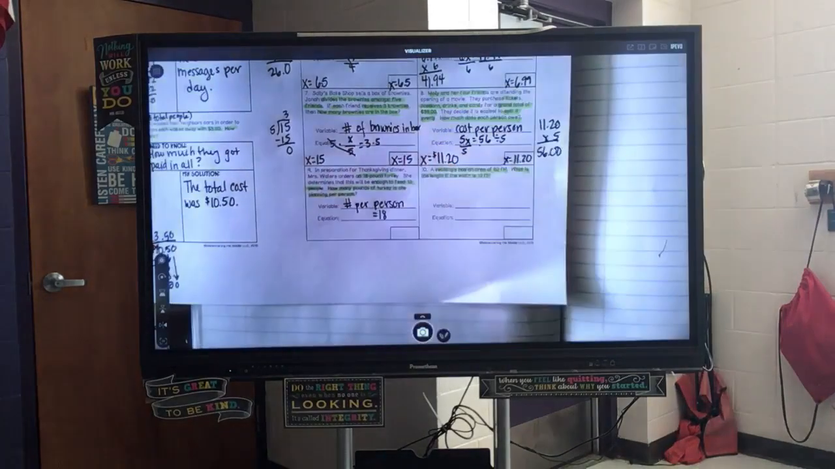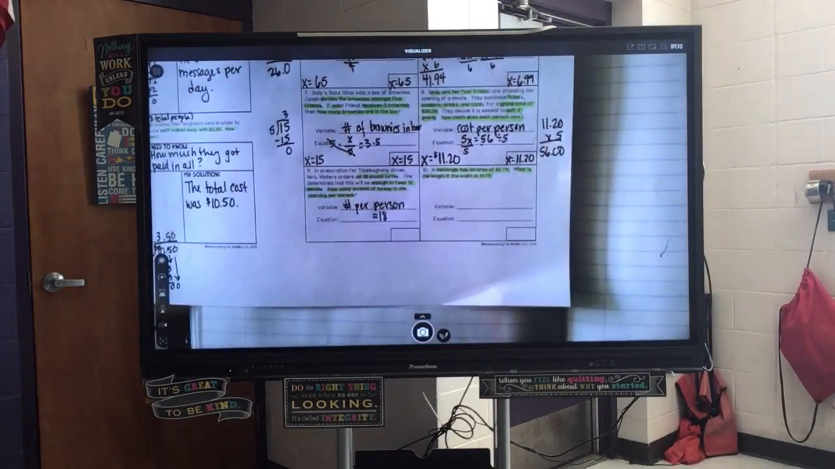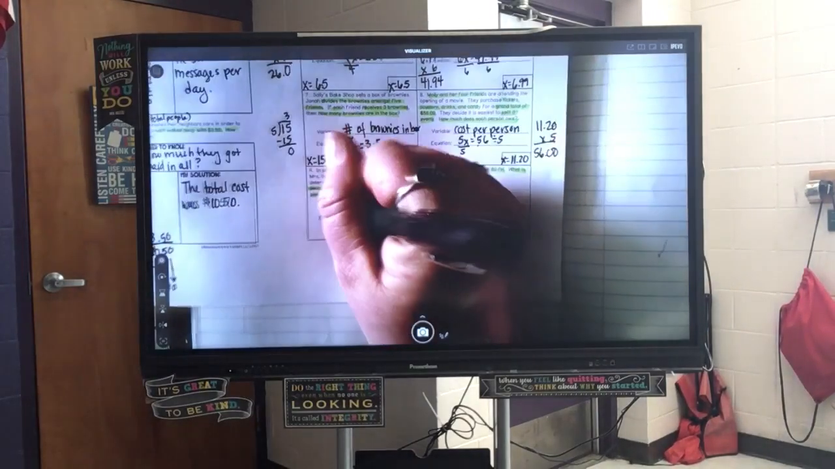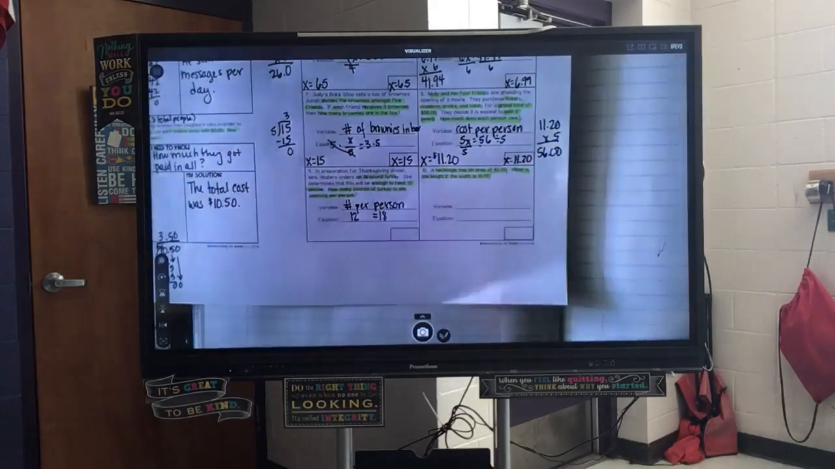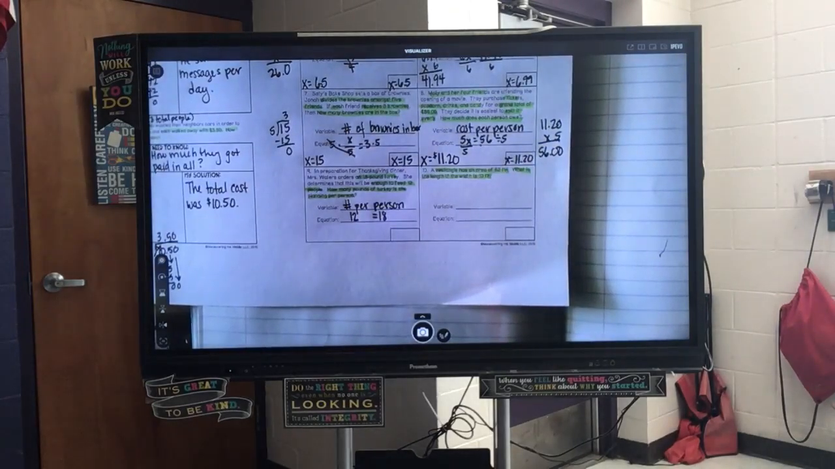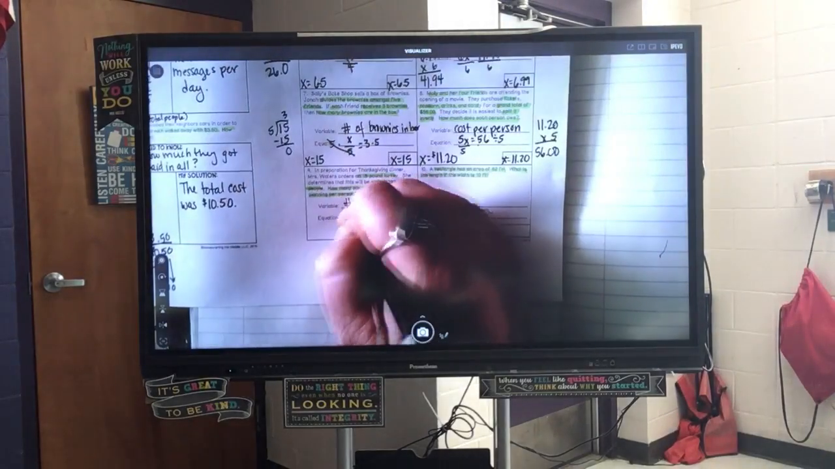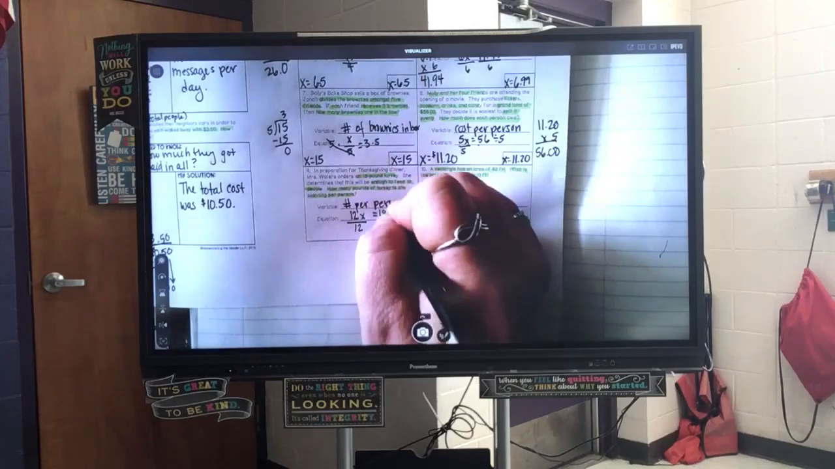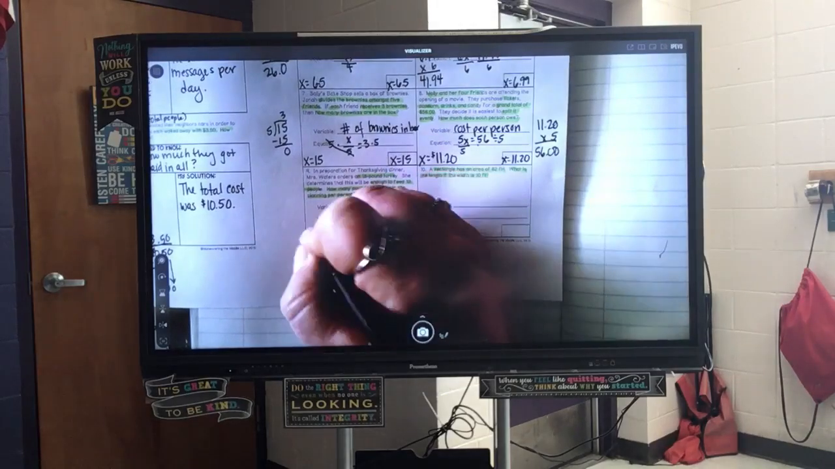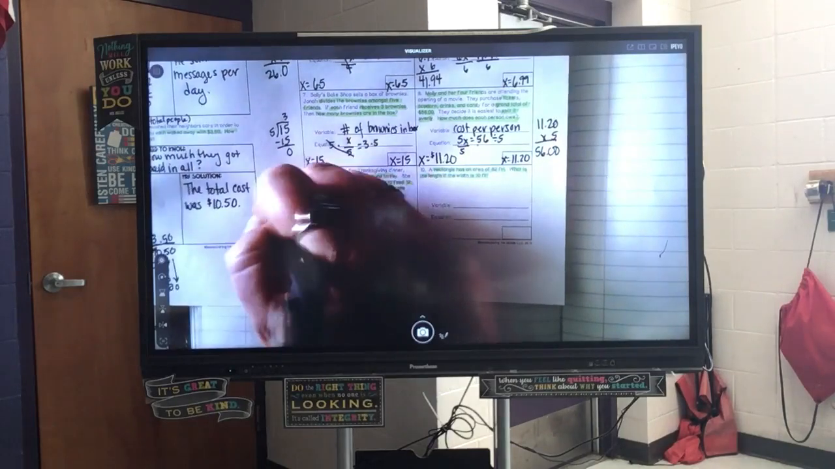Alright, do we know how many people she wants to feed, right? So we know 12 is gonna go over here. Now, are we multiplying or are we dividing? In our equation. You are multiplying. So then to solve it, we have to divide. Stand up when you have your answer of 18 divided by 12.